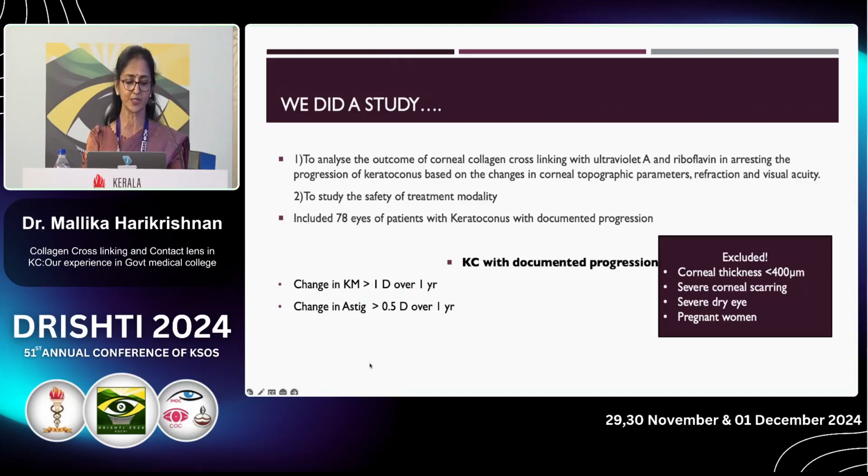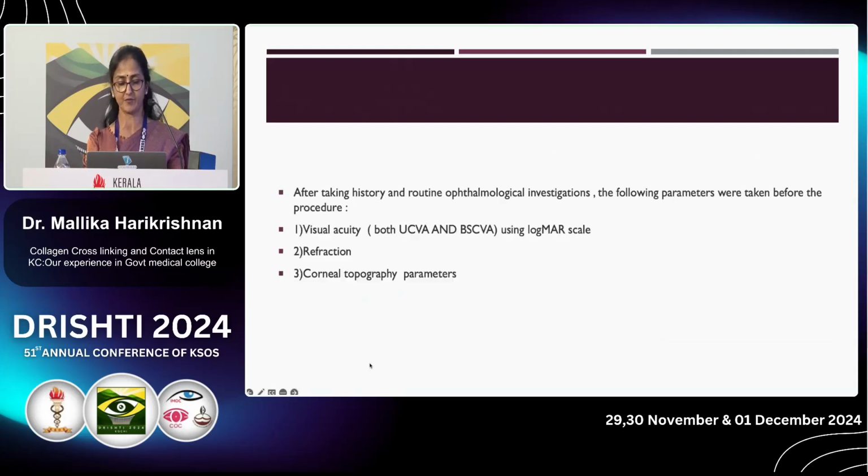We included 78 eyes of patients with keratoconus with documented progression, that is change of keratometry value of more than 1 diopter over 1 year, or change in astigmatism of more than 0.5 diopters over 1 year. We excluded patients with corneal thickness of less than 400 micrometers, severe corneal scarring, severe dry eye, and pregnant women. And the parameters we assessed before taking the patient for treatment: we recorded the best corrected visual acuity and uncorrected visual acuity, refraction, and corneal topography parameters.